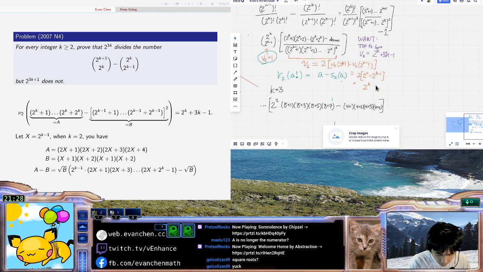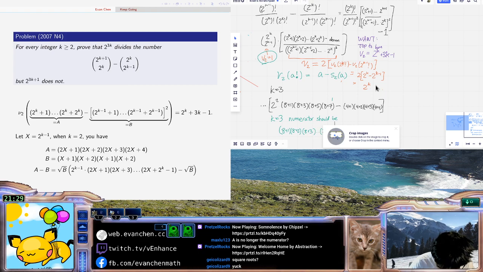Okay, I'm gonna just rewrite the whole k equals 3 case explicitly and see if I can figure out where I messed up. So for k equals 3, the numerator should be a plus 1, a plus 2, a plus 3, a plus 8 minus the square, which is 4 plus 1, 4 plus 2, 4 plus 3, 4 plus 4, all squared. And the v2 is supposed to be equal to 16.